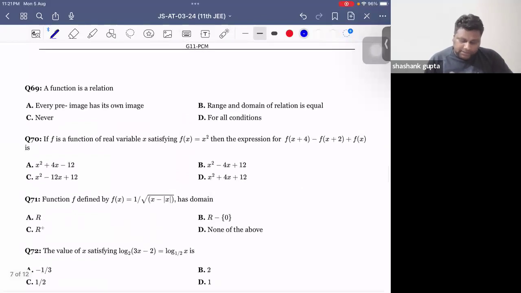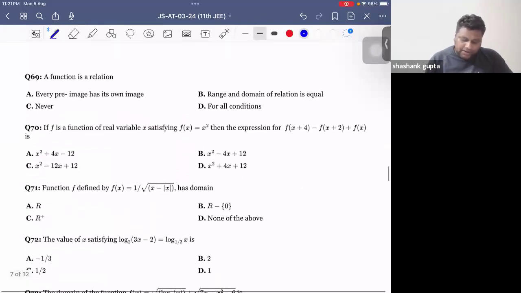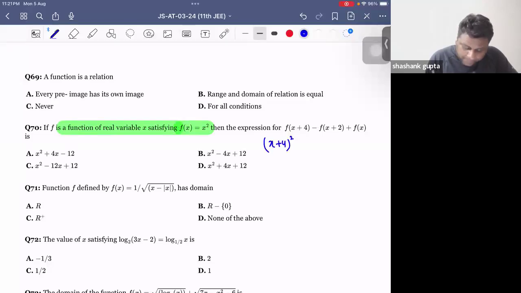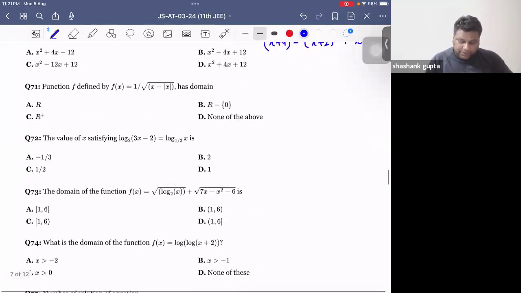Now, 69 is very much simple. f is a function of real values of x satisfying f(x) is x square. Then the expression is, see, this is very simple. If f(x) is x square, f of x plus 4 is what? (x plus 4) whole square minus f of x plus 2 is (x plus 2) whole square. Now you just simplify it, get your answer. I'm not going to do it. Very easy question.